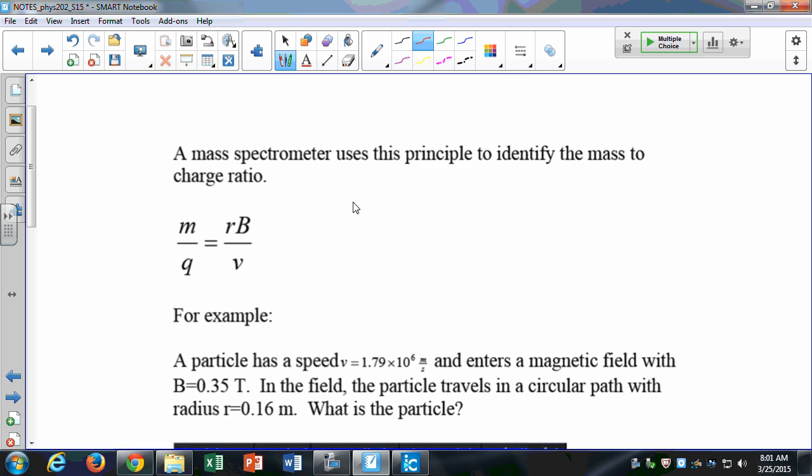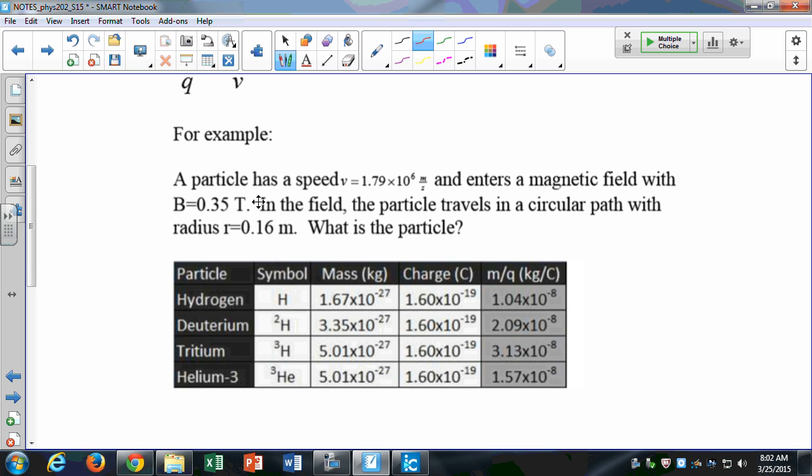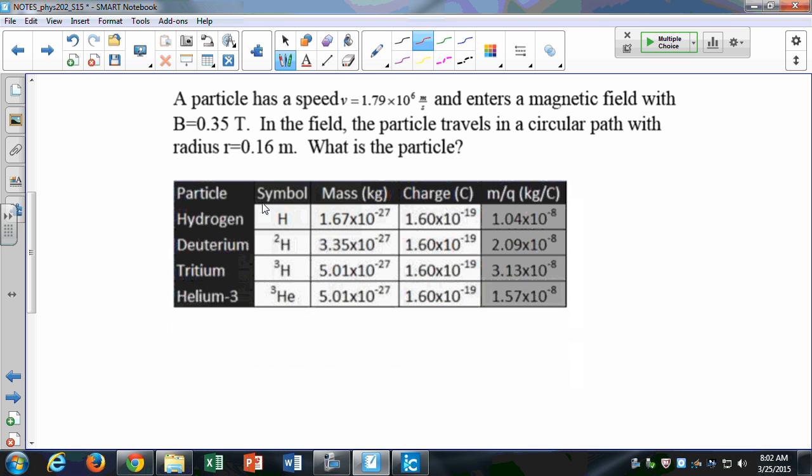It's a pretty simple idea, but it's also very important for our understanding of atomic physics, or understanding these particles. So let's do a quick example. I have this particle with a velocity. I put it through a magnetic field, and it has a radius when it goes through that magnetic field of about 16 centimeters, or 0.16 meters. And I want to know now what is the particle.